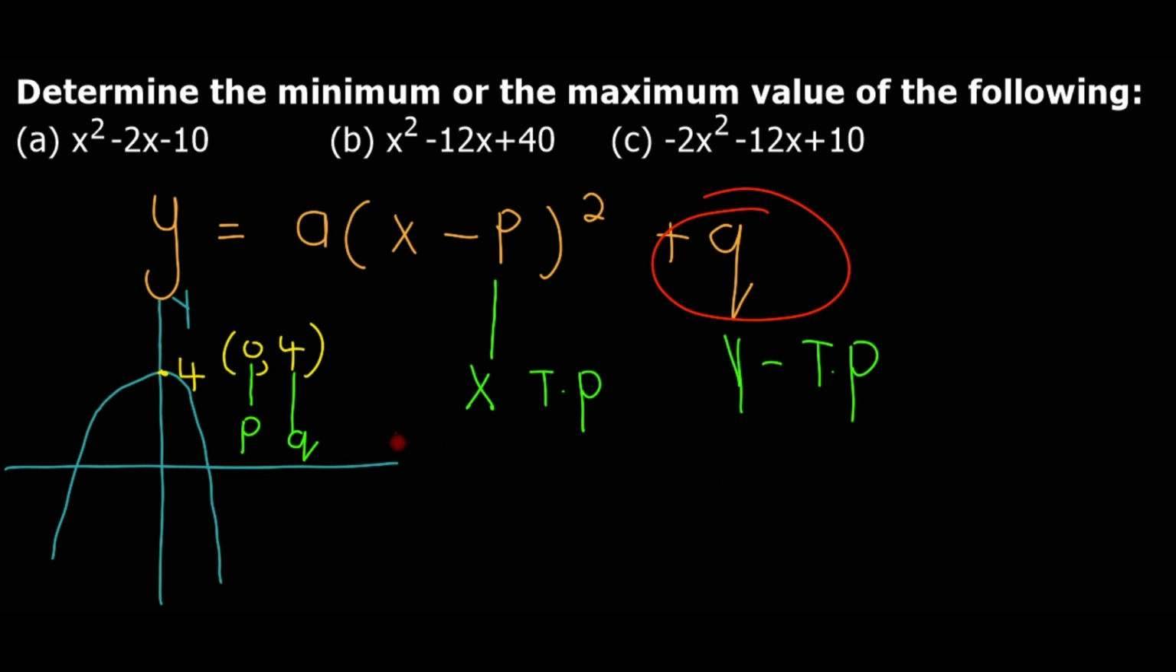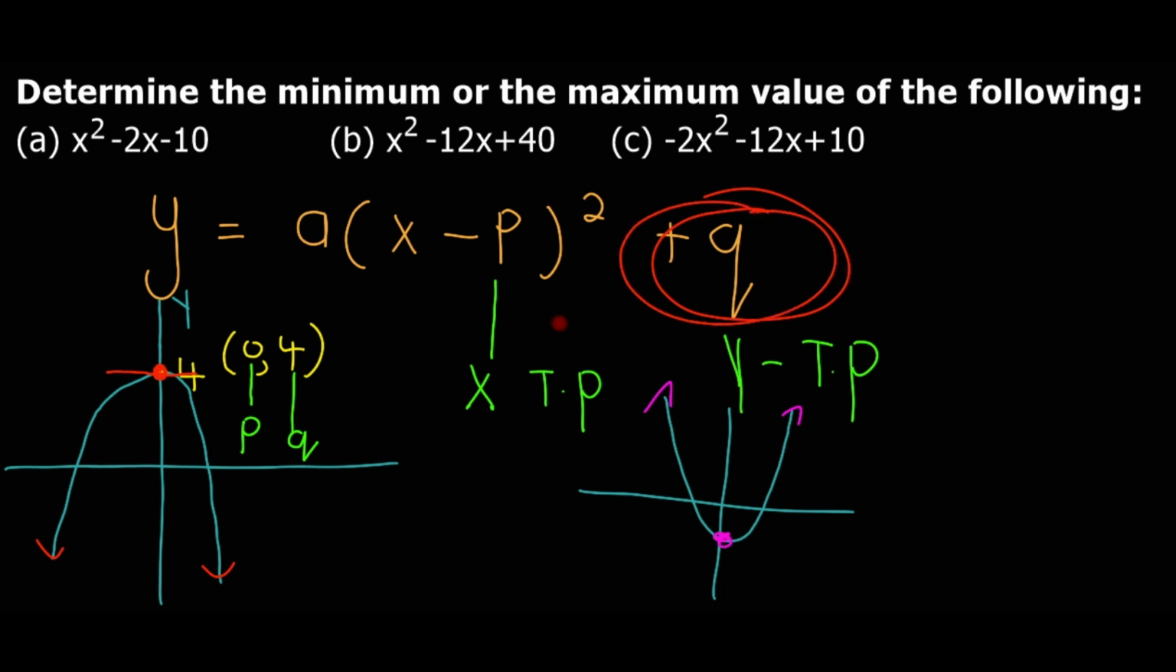Because remember, this value of 4 determines where our graph on the y starts. It starts at 4 and then goes down, but if it is in this way, it shows that the graph starts here and then goes up. So in conclusion, the minimum or the maximum is given by this value of q.